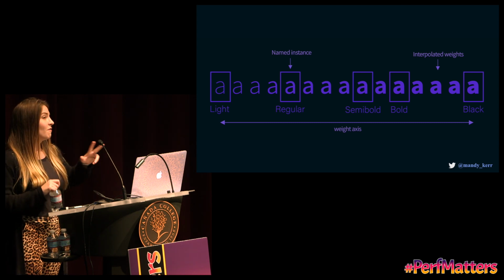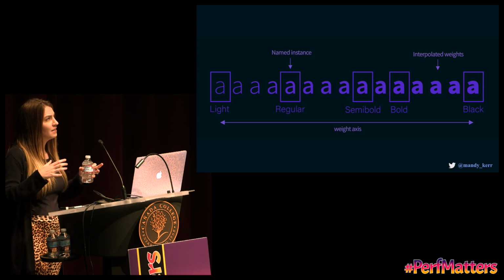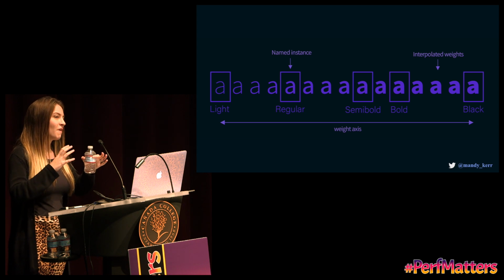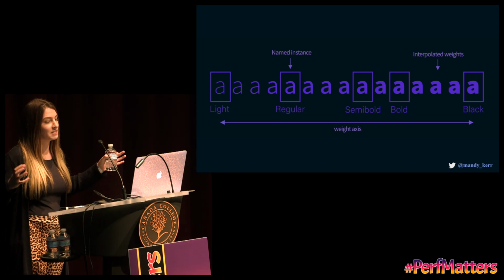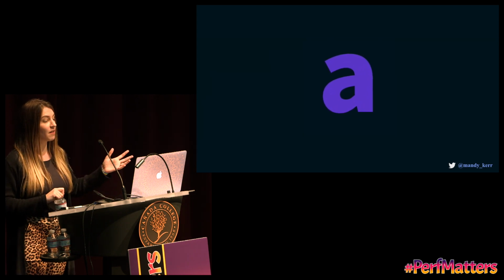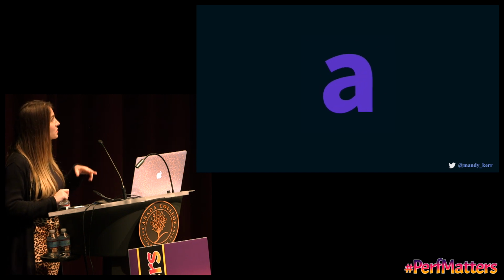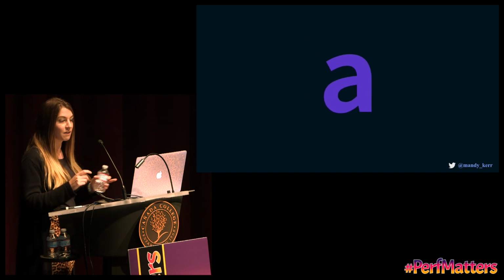Now, because of the interpolation, because all that stuff is calculated, it tends to mean that typically the font files of a variable font are much smaller than if you were to combine all of the standard fonts together. And because the axis is interpolated, it means that we can animate between the values, creating really smooth transitions, which is something that we've not been able to do with standard fonts before.